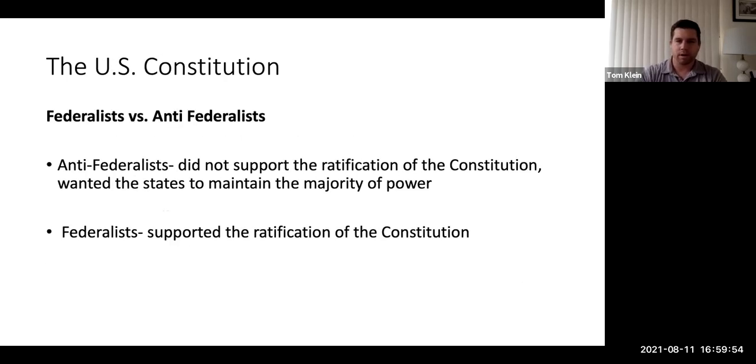Eventually, the Federalists win out, and of course, we have the Constitution today. But the battle of federalism still goes on. We'll talk more about that in our next lecture. That wraps up this small lecture section. We will have one more for this chapter.